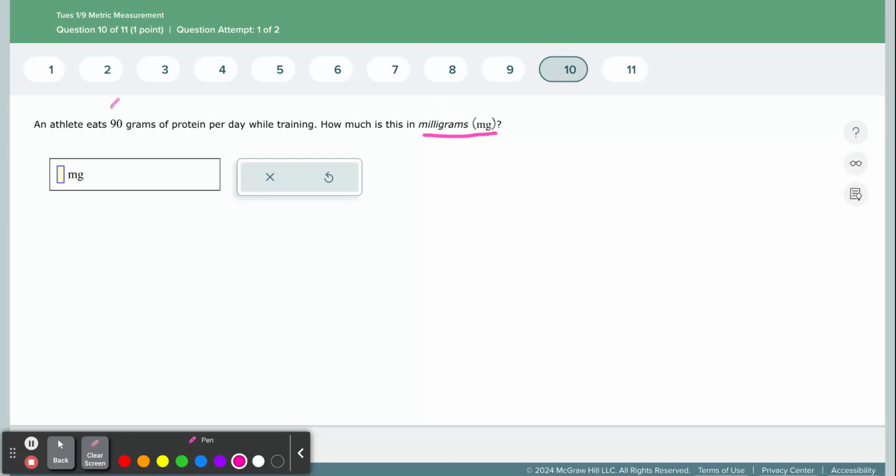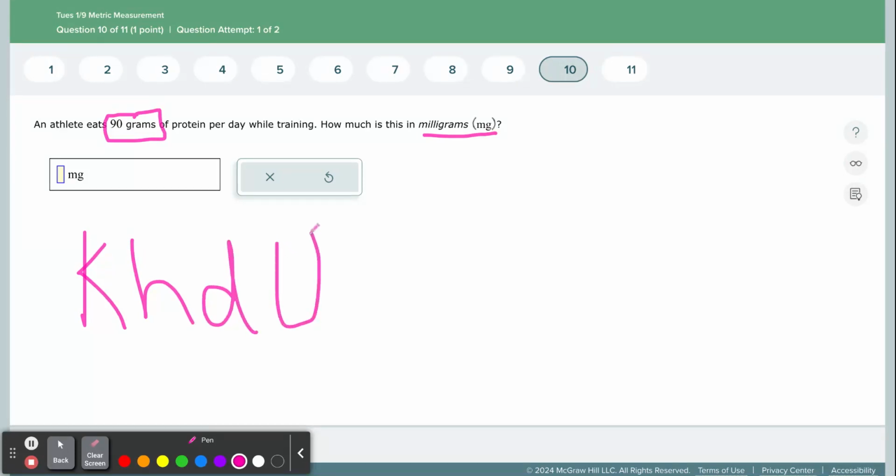So even though we're in the US and we use US customary, when it comes to our food packaging, we definitely use metric a lot. Okay, so I'm at 90 grams of protein. Again, if we have King Henry died unusually drinking chocolate milk. Okay.